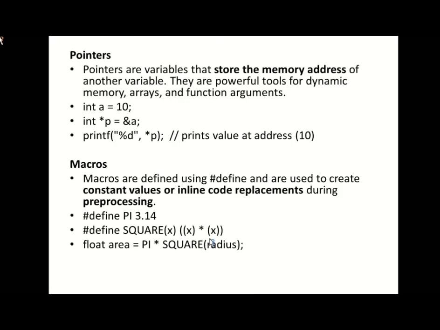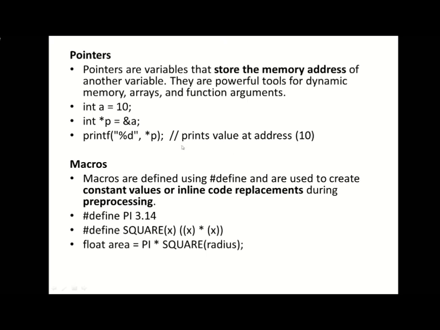We've got pointers. Pointers are variables that store the memory address of another variable. They are powerful tools for dynamic memory, arrays, and function arguments. So int a is equal to 10, and int star p, this is a pointer, p is equal to address of a. So if you print it like this, the pointer p prints the value at that address.